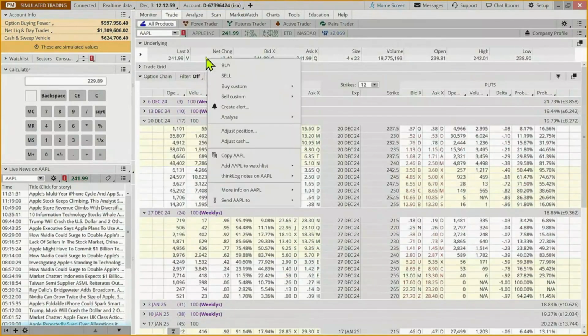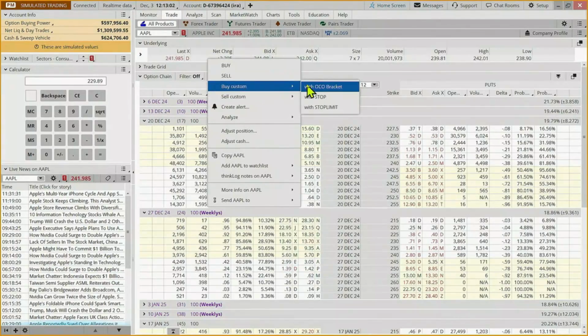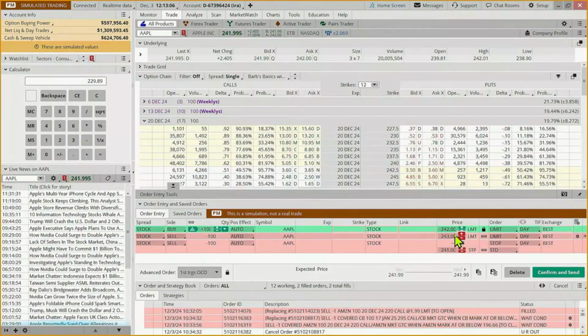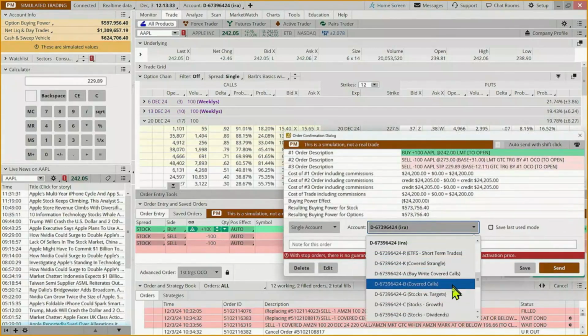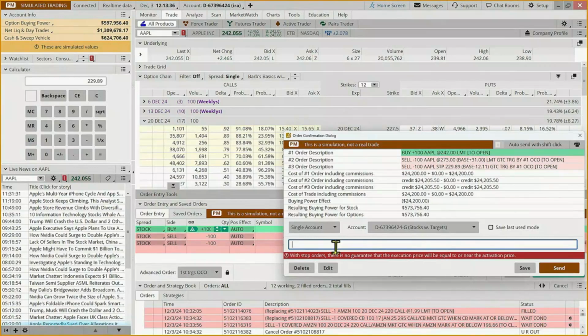Trade, right click, buy custom with our OCO bracket. And our target is 273. Are trading a smaller account. We've maxed it out. And 229.89. Until canceled. Confirm and send. Our stocks with a target, and target based on cup and handle pattern.